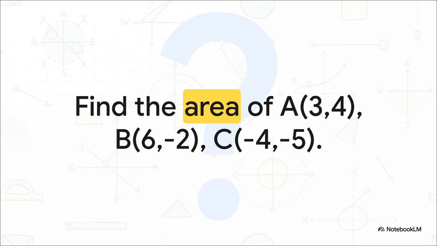Let's apply it directly to textbook example 13.8. We've got 3 vertices here. A is at (3, 4), B is at (6, -2), and C is at (-4, -5). Let's solve this equation together.